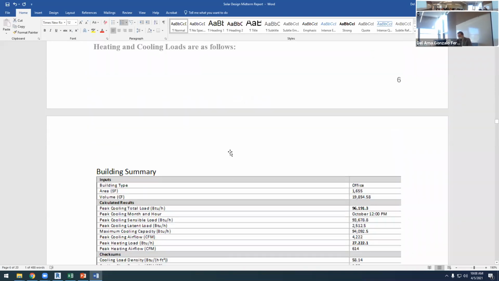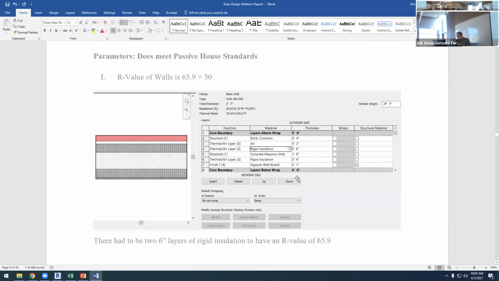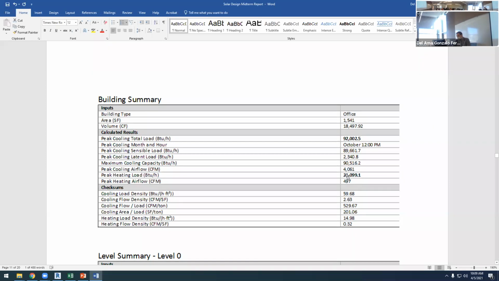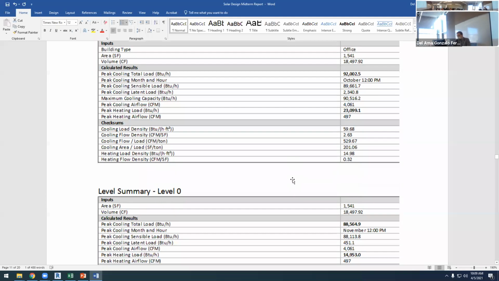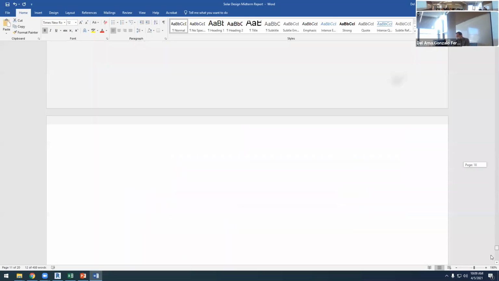Because if we look at the report here, the peak cooling load is 96, the peak heating load is 27, and with a different option is 92 and 23. So it's not a big difference. Here you have this. Okay. So what are the conclusions?